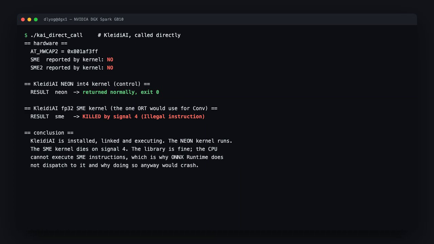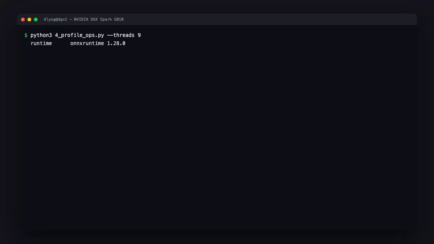The NEON kernel runs perfectly. The floating point kernel, the one that would have done the work, dies on an illegal instruction. Same library, same compiler, same binary. The only thing that changed is which kernel I called. And even if it had run, it was aimed at the wrong thing.